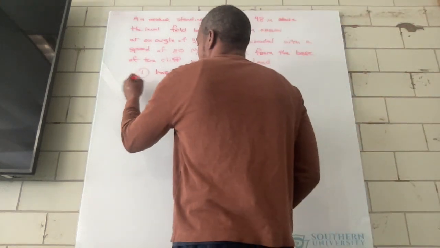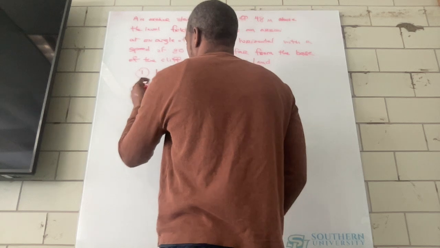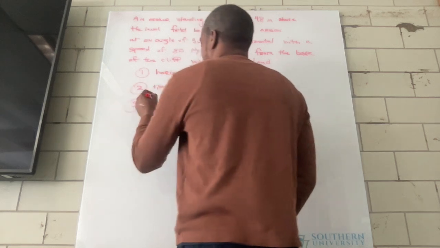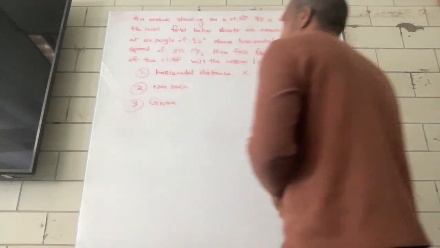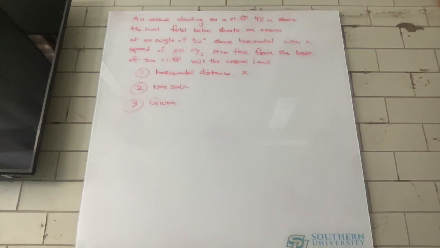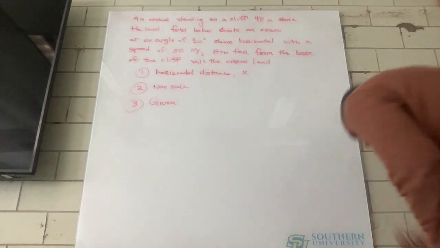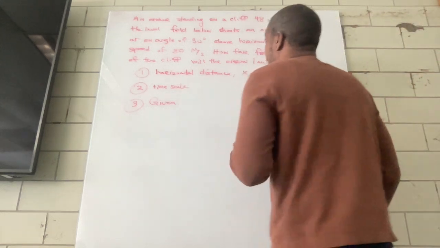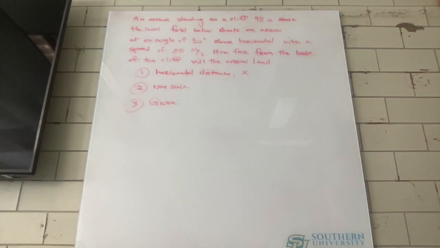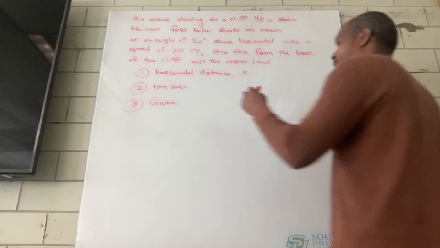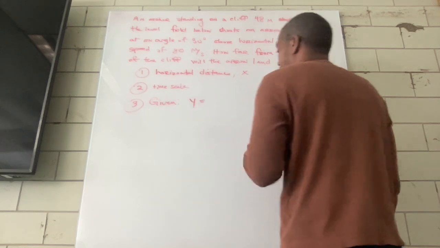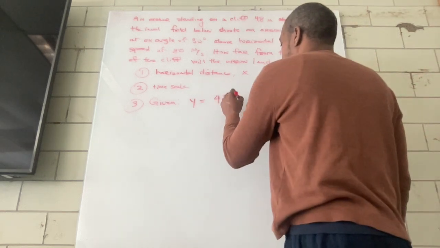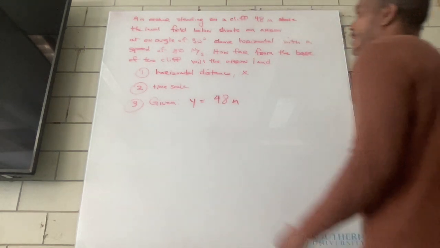All right? So 2 is time scale. We'll skip that. We don't need it. Let's just write time scale. 3 is the givens, right? What are the givens here? What is 48 meters? Is 48 meters a speed? I mean, 48 meters is a distance, right? And it's a vertical distance. And we also have what else?